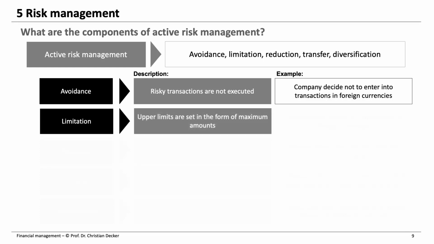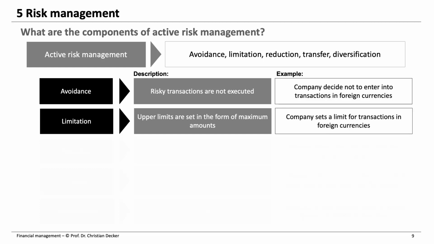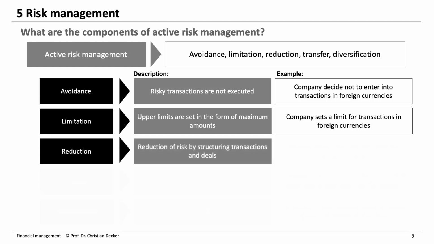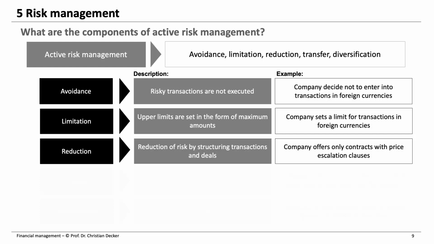Limitation means that upper limits are set in the form of maximum amounts or limits. For example, a German company could decide to conclude transactions in US dollars only up to the equivalent of €50,000 per individual transaction. Reduction implies the cause-oriented reduction of risk by structuring transactions and deals. For example, a company could decide to offer its customers only contracts with price escalation clauses that are flexible and adapt to the respective exchange rate.